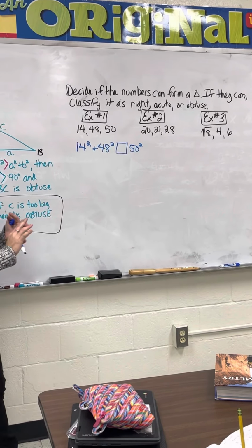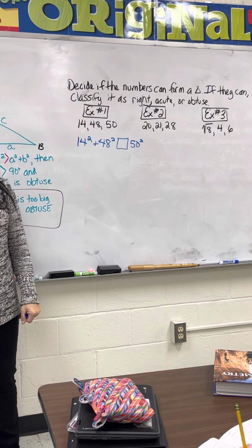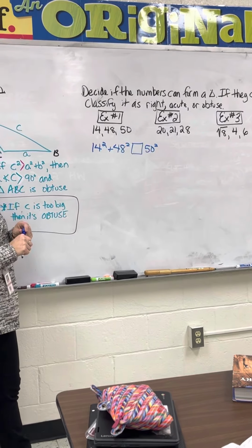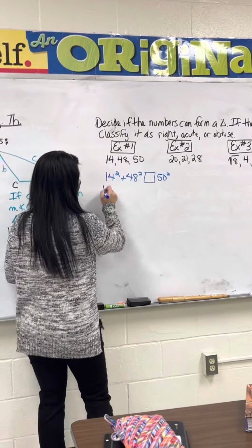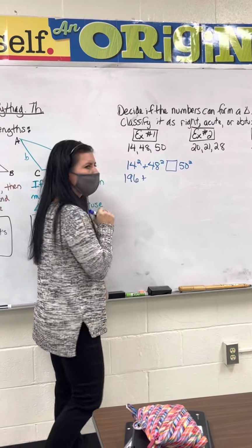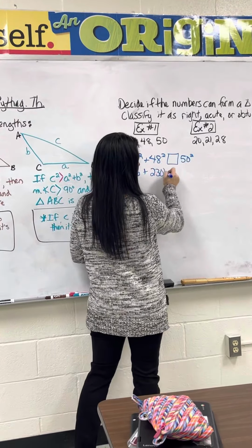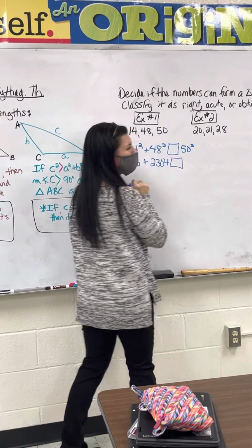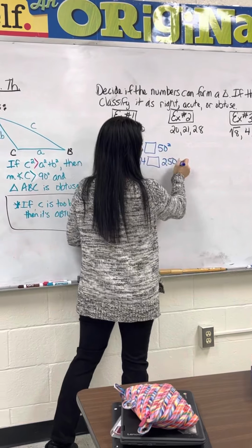Okay, who can help me out with 14 squared? Somebody have Desmos open for me, please. 14 squared. 196. And I need 48 squared. 23. Thank you. I don't know what goes in here. And 50 squared. 2500. Thank you.